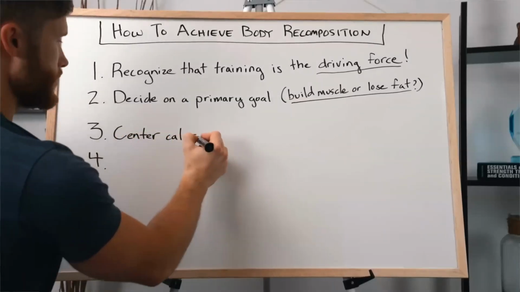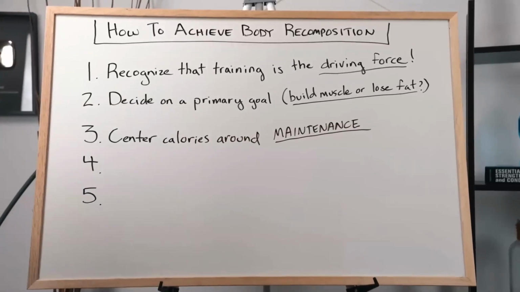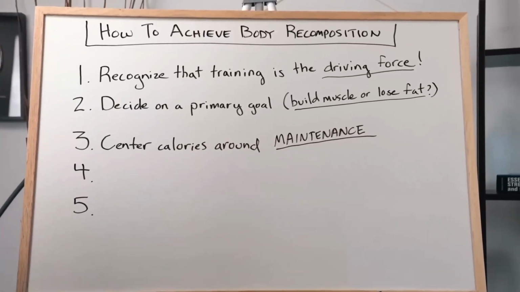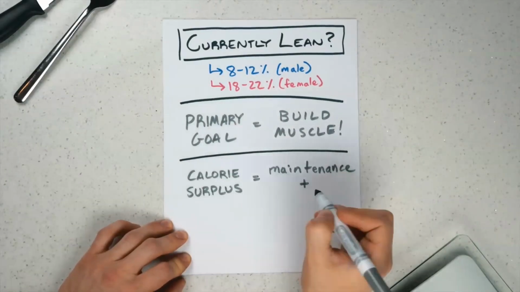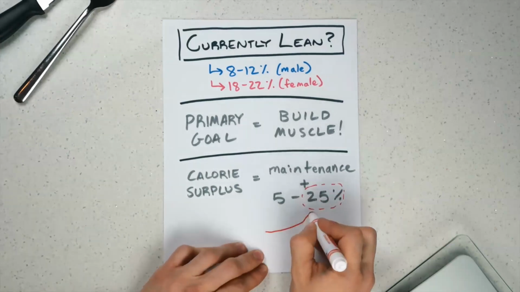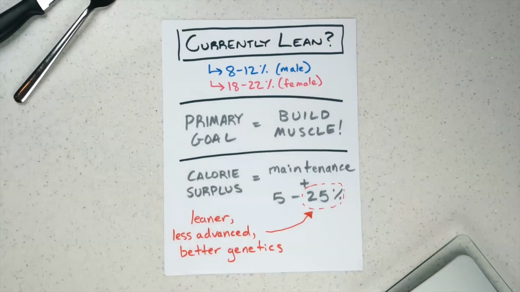Once you've decided on your primary goal, next you want to center your caloric intake around maintenance calories, the number of calories you need to eat to maintain your weight. If your primary goal is to build muscle, you should enter a slight caloric surplus, adding 5 to 25% to your maintenance intake. If you're leaner, less advanced, and more genetically gifted for building muscle, you can get away with a bigger surplus.